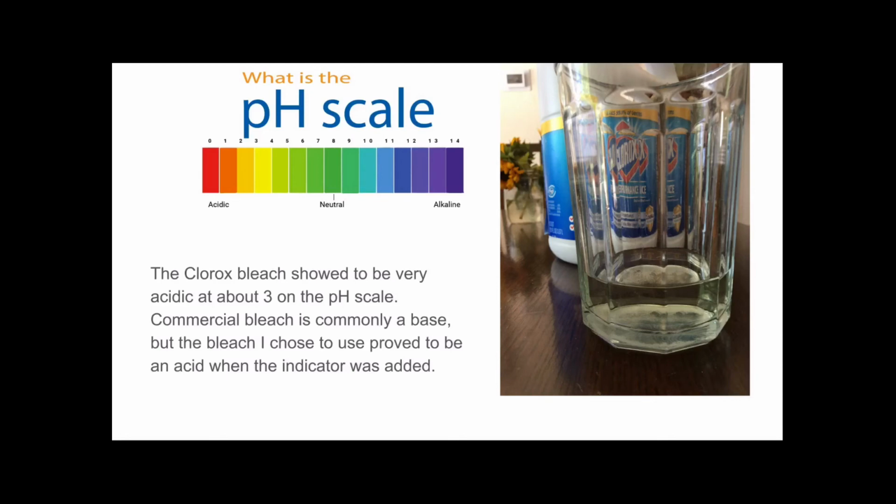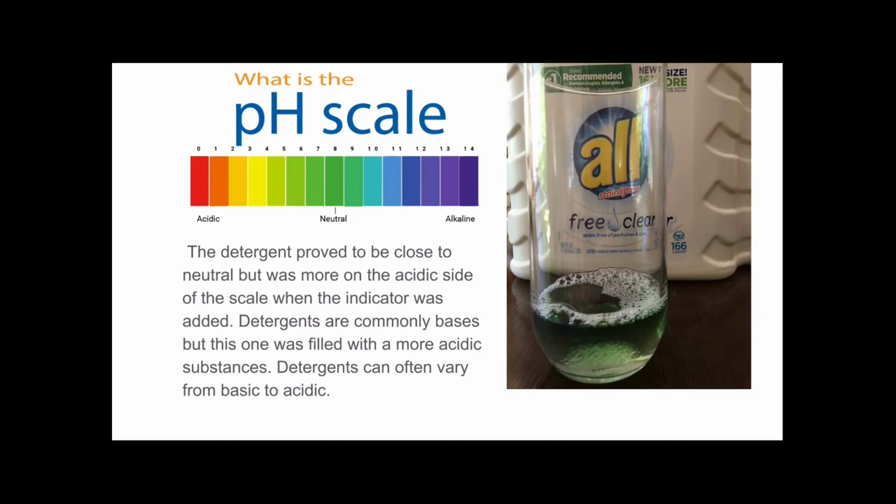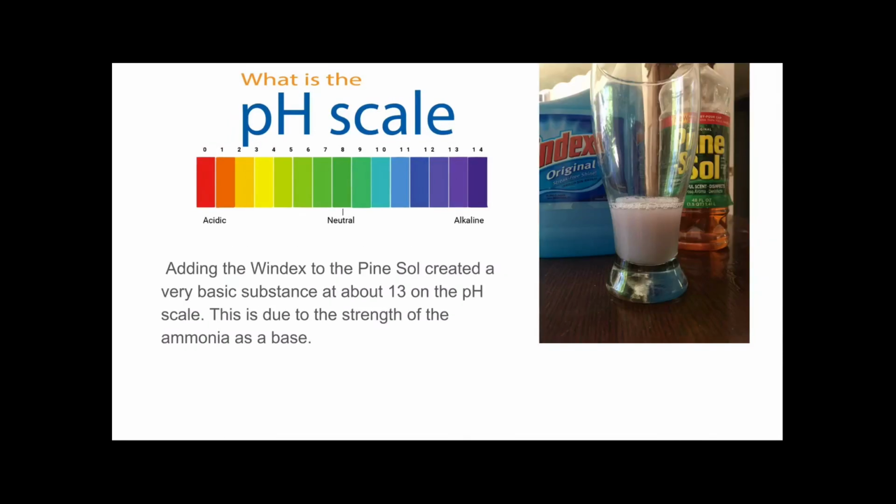The detergent proved to be close to neutral, but was more on the acidic side of the scale when the indicator was added. Detergents are commonly bases, but this one was filled with a more acidic substance. Detergents can often vary from basic to acidic.